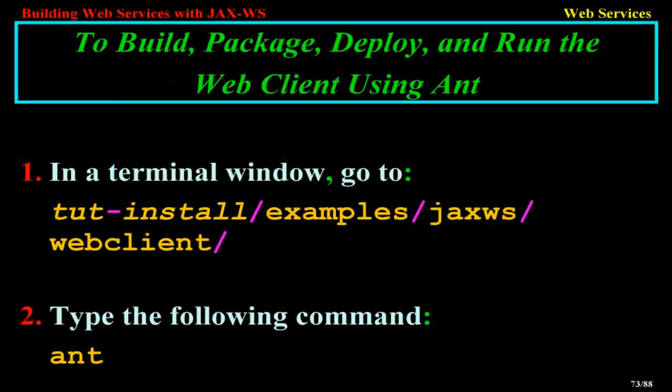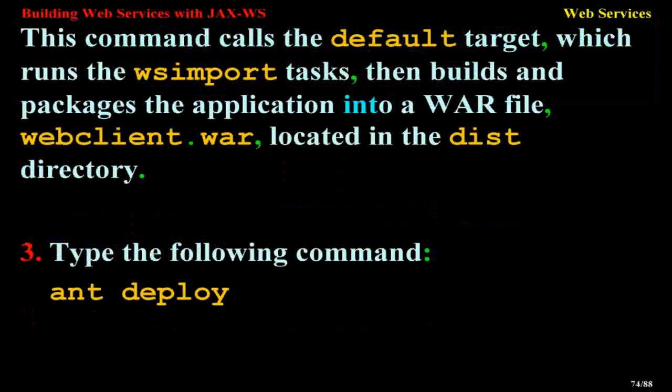To build, package, deploy, and run the web client using Ant: In a terminal window, go to tut-install/examples/jaxws/webclient. Type the following command: ant. This command calls the default target, which runs the wsimport tasks, then builds and packages the application into a WAR file, webclient.war, located in the dist directory.